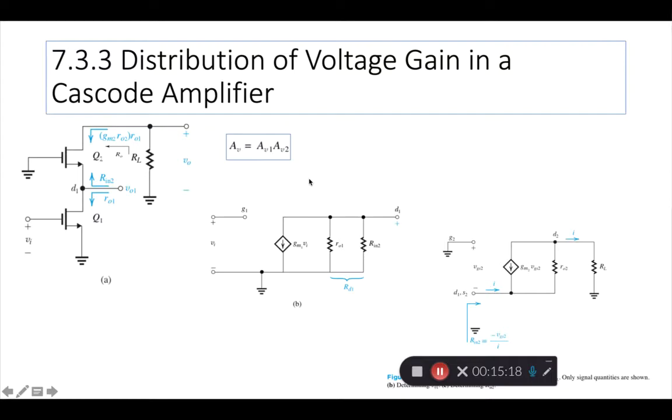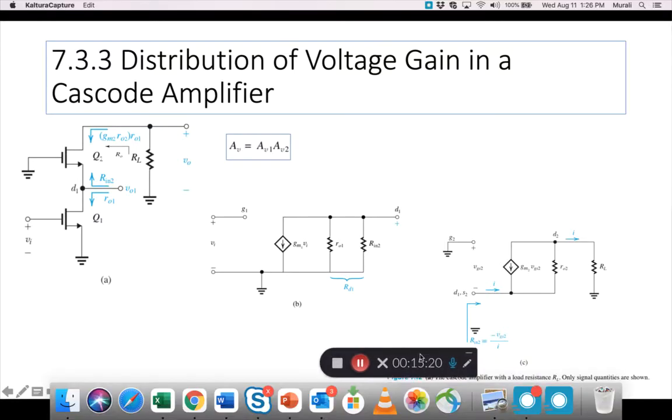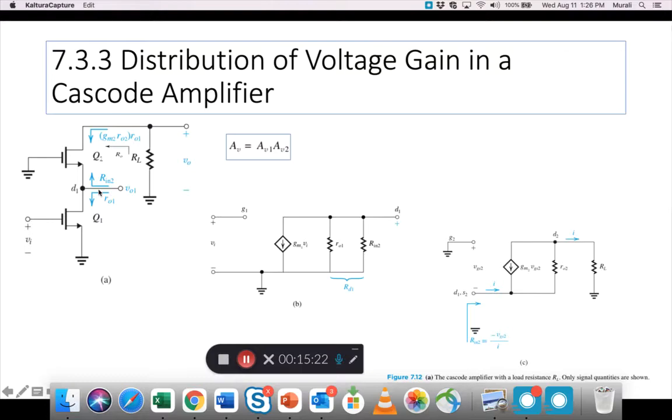Here in the book we are trying to distinguish between the gains. Now we know that gain has increased, right? But is all the gain only because of Q1, or is Q2 also contributing a little of the gain? To understand that, topic 7.3.3 gives us some assistance: distribution of voltage gain in a cascoded amplifier.